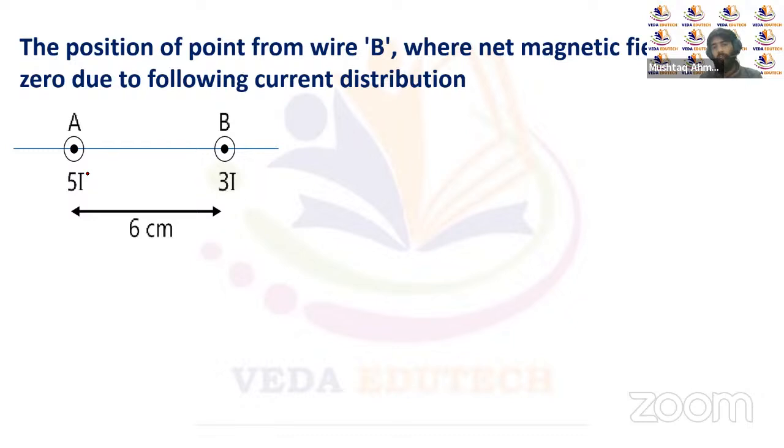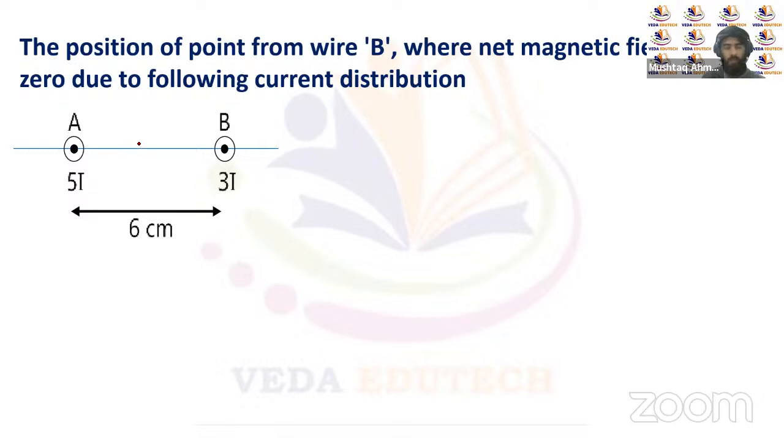Find the position of the point from wire B where the net magnetic field is 0 due to the following current distribution. We have two current-carrying wires here, and both are 6 centimeters apart. The current through one of the wires, perpendicular to the plane of this paper and out of the plane of this paper, is 5I, and for wire B, it's 3I. We have to find the point in between these two wires where the net magnetic field will be 0.